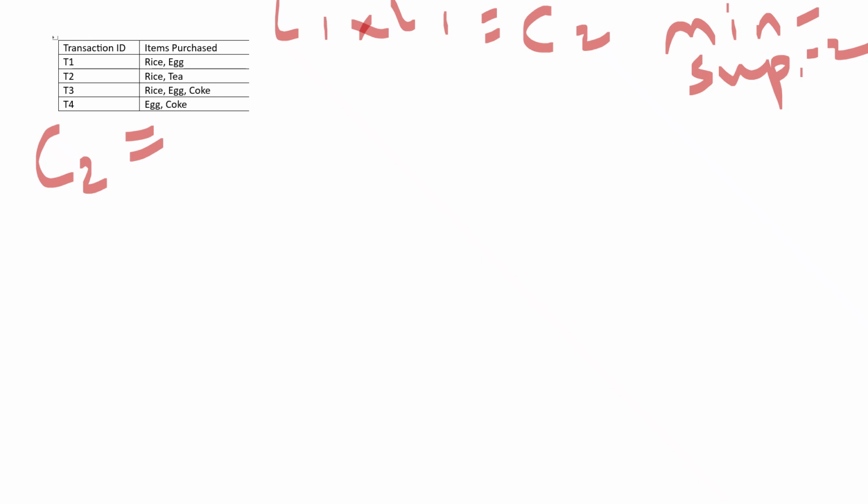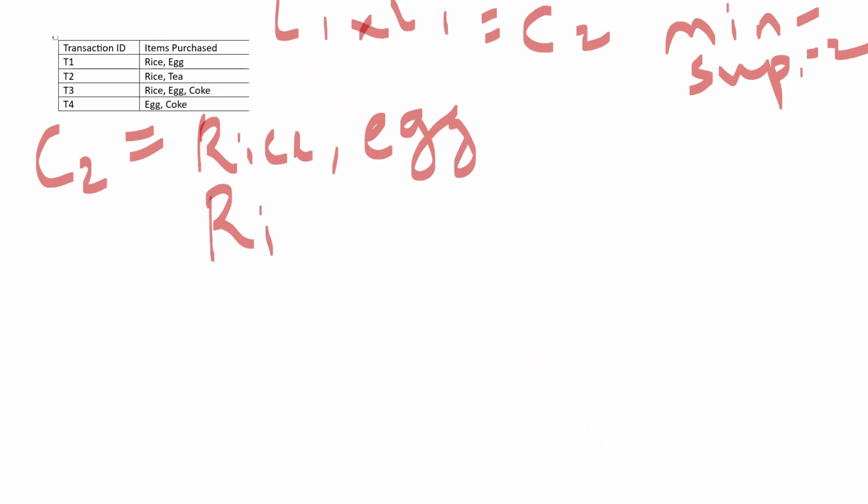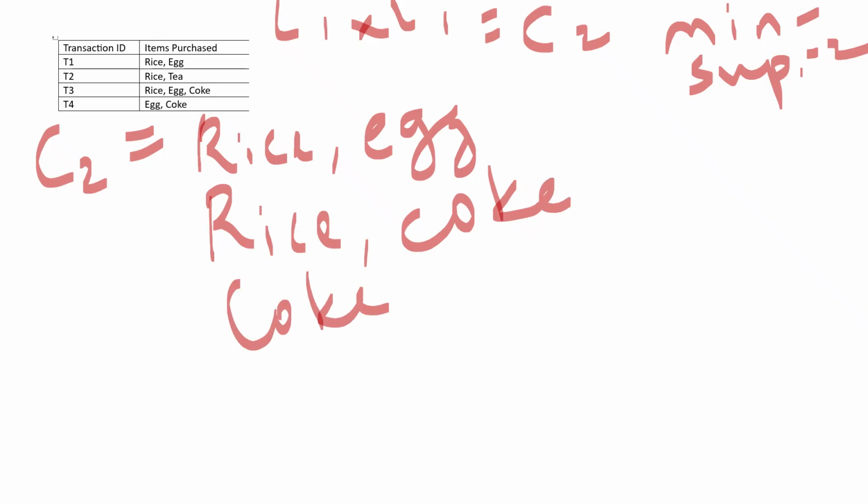So now by combining L1 and L1, here in L1, T is eliminated. Why? Because it came only one time. So by combining the remaining items, we are having 2 item combination. So rice, comma, egg, then rice, comma, coke, then coke, comma, egg. So these are the possible combinations.